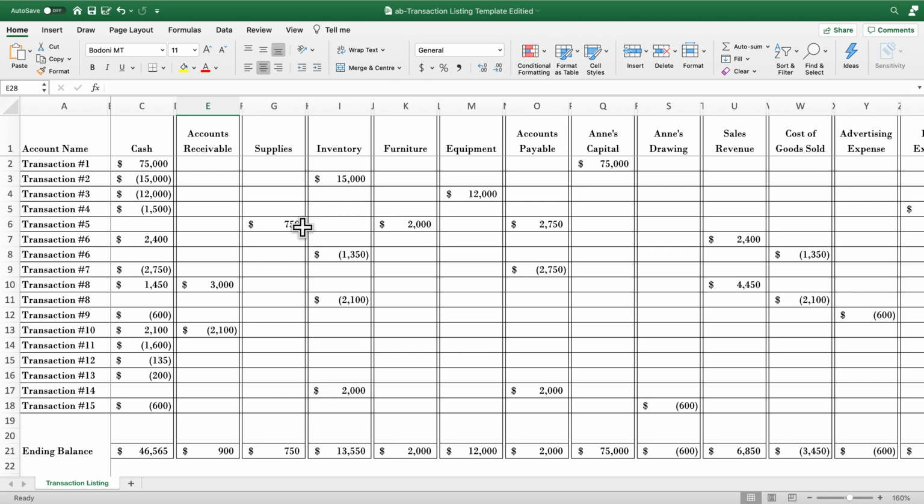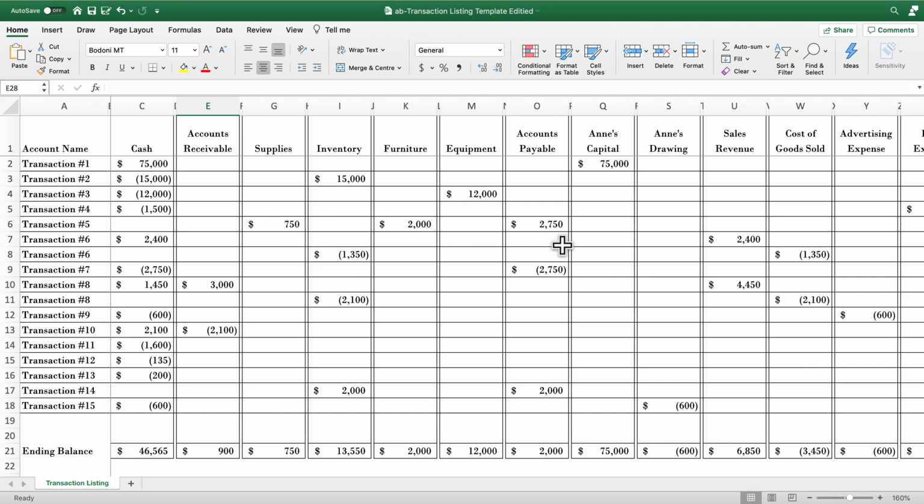And she purchased it on account, so that means she didn't pay cash for it, so she owes $2,750 for the furniture and the supplies. So the accounts payable account increases by $2,750, and that is our credit, and it shows that we owe $2,750.